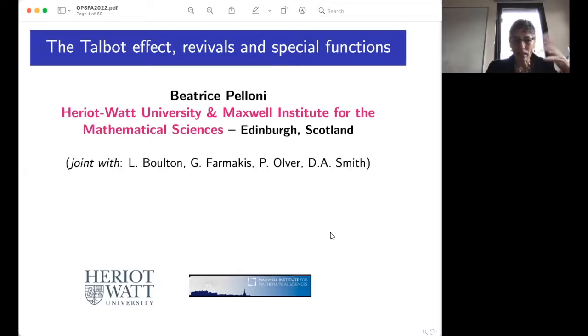And yes, I'm at Heriot-Watt University, but also the Maxwell Institute for Mathematical Sciences, which is really the whole mathematical community here in Edinburgh, including the University of Edinburgh. And it's a very large community and very lively.